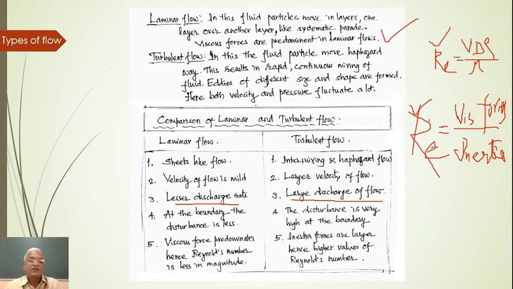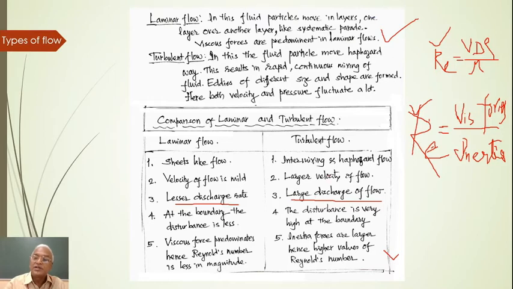But in case of laminar flow, at the boundary the disturbance is quite less, but in case of turbulent flow, the disturbance is very high at the boundary. Next, viscous forces predominate, hence the Reynolds number is less in magnitude. In case of laminar flow, you have seen that it is less than 2000. If the ratio value is more than 4000, then we classify it as turbulent flow. And between 2000 and 4000, of course, it will be neither laminar nor turbulent. That's why it is called transition flow, or flow under transition, right?